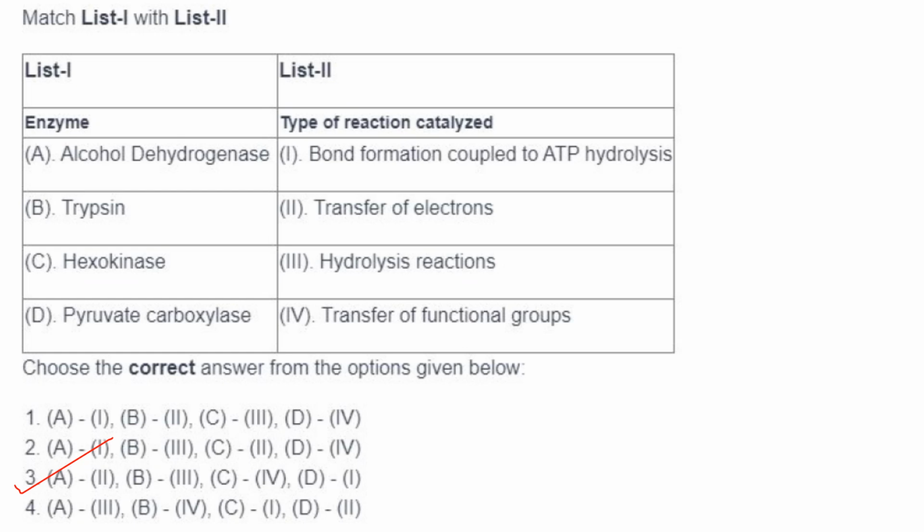Then hexokinase. Hexokinase catalyzes the transfer of a phosphate group from ATP to glucose, resulting in the formation of glucose 6-phosphate. So it is hexokinase that is involved in transfer of functional group. So C4. Then pyruvate carboxylase. Pyruvate carboxylase catalyzes conversion of pyruvate to oxaloacetate using ATP and bicarbonate. So the reaction catalyzed is bond formation coupled to ATP hydrolysis. D1. So 3 is correct.